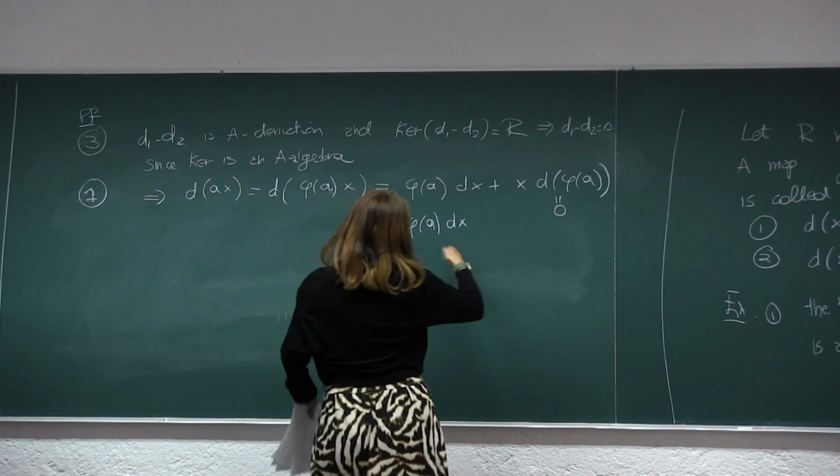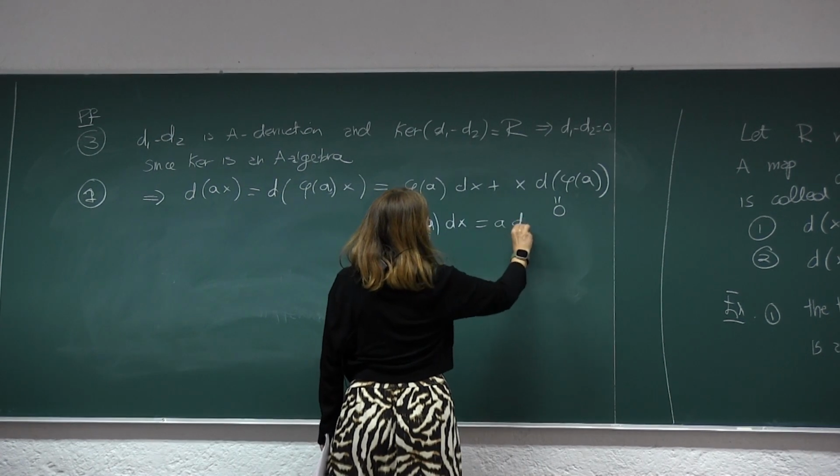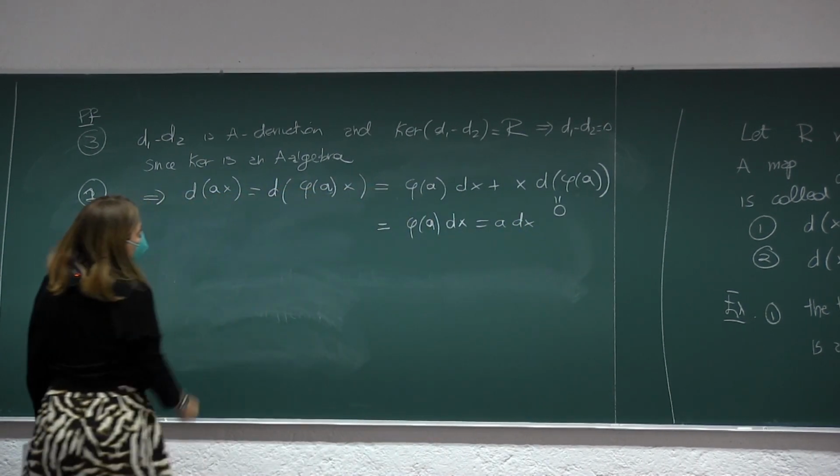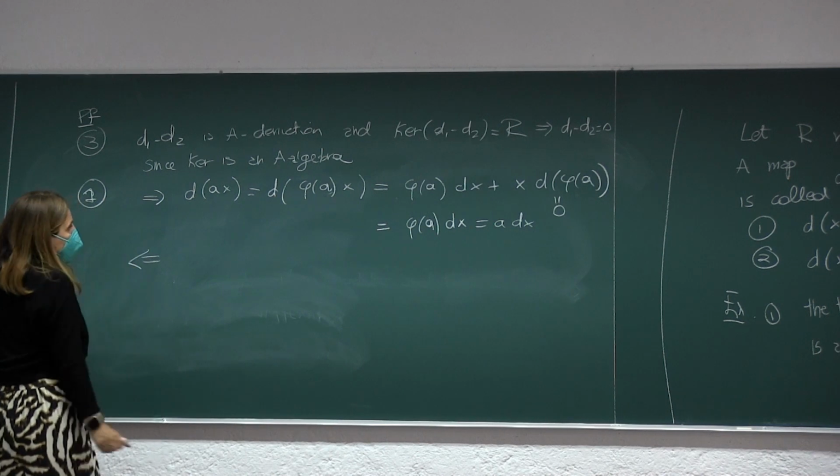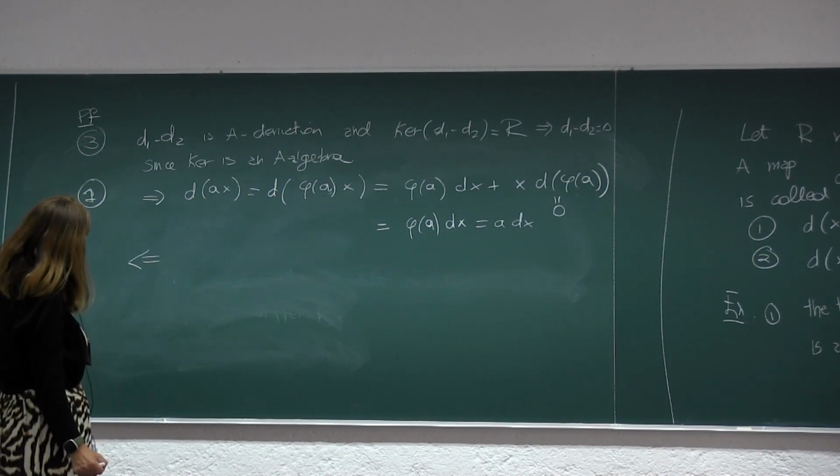So, which is the same because of how the multiplication is defined, as A dx. So indeed the A comes out. Now, so it's A linear. Now let's see the other direction.